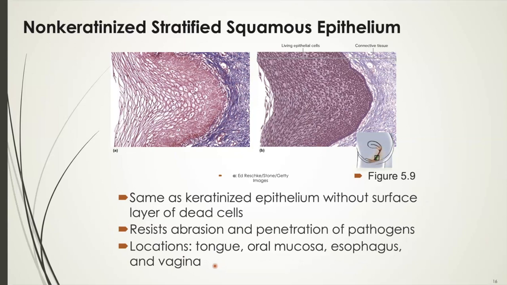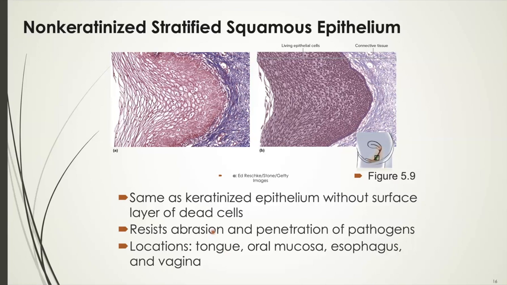Now, your non-keratinized stratified squamous epithelial locations: you're going to find those in the tongue, oral mucosa, esophagus, and vagina. The thing about this is it's not like the hands and the feet. They're not getting the same amount of mechanical abrasion and stimulation, but they are open to the outside via some type of opening. And because of that, they still do need protection.